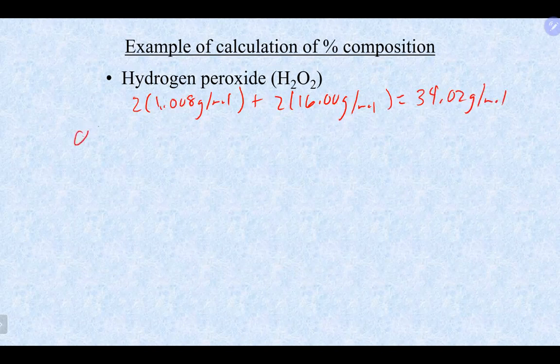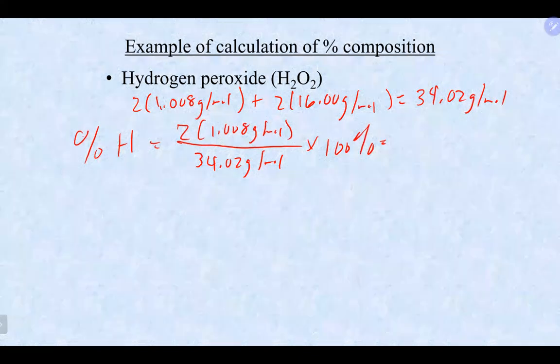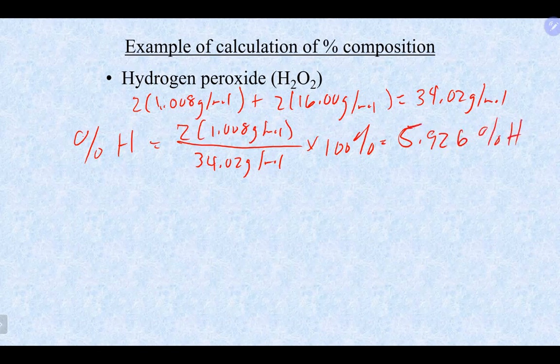So to find the percentage of hydrogen here, we would take the mass of hydrogen in the formula, which would be 2 times 1.008, divided by the molar mass of the compound, 34.02 grams per mole, times 100%. And if we do that, we end up with 5.926% hydrogen.